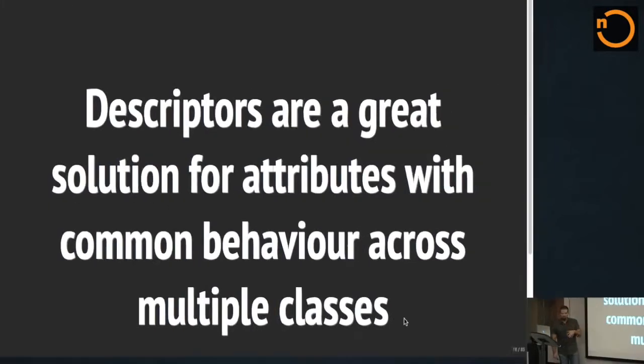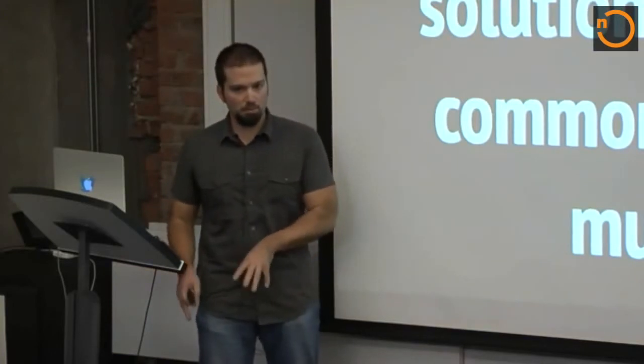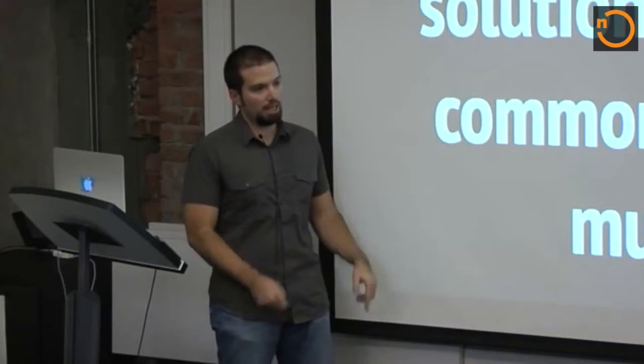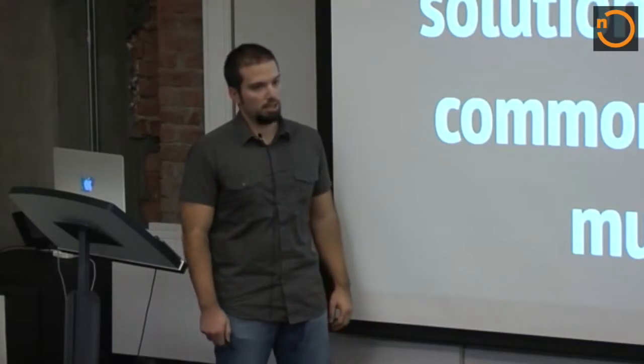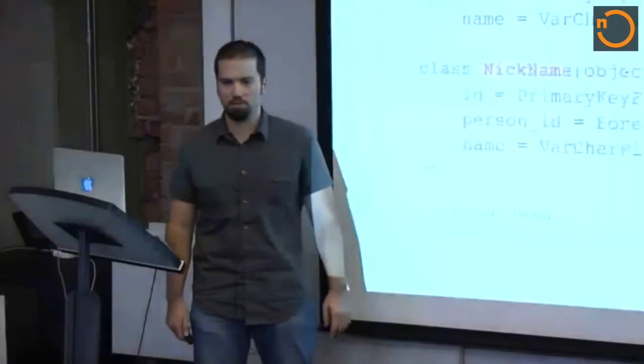The takeaway: descriptors are cool if you've got properties that have the same behavior across lots of different names, and maybe across lots of different classes. It's like reusable properties. So does that ever happen?